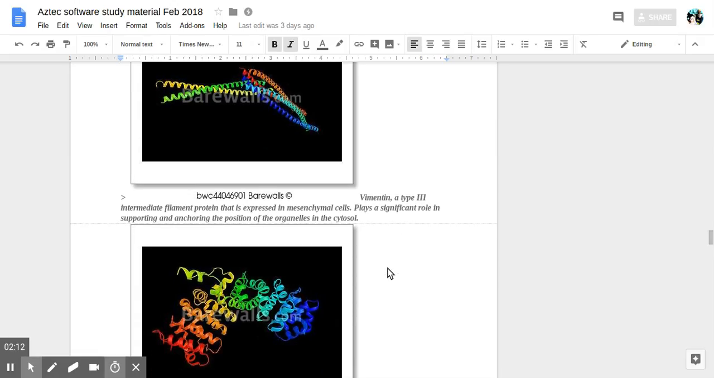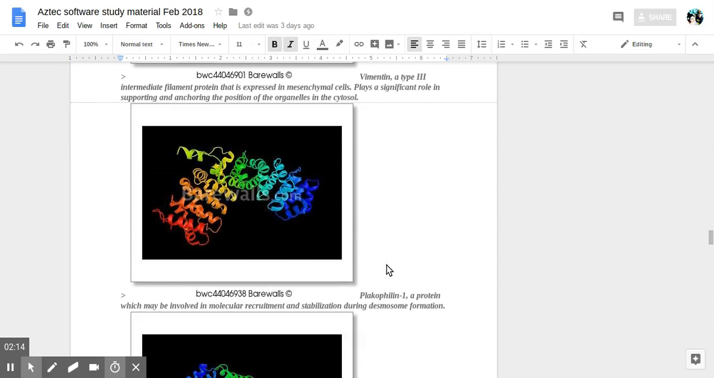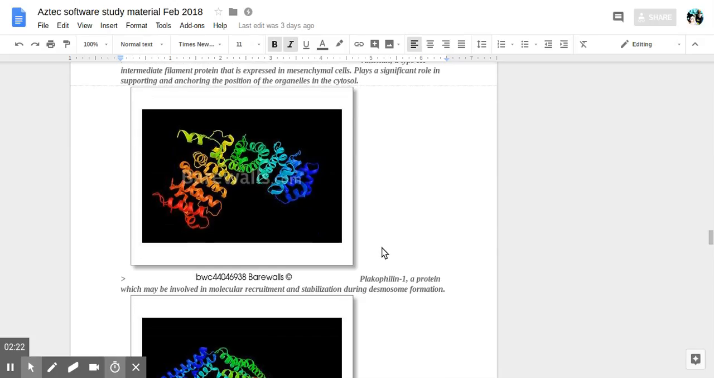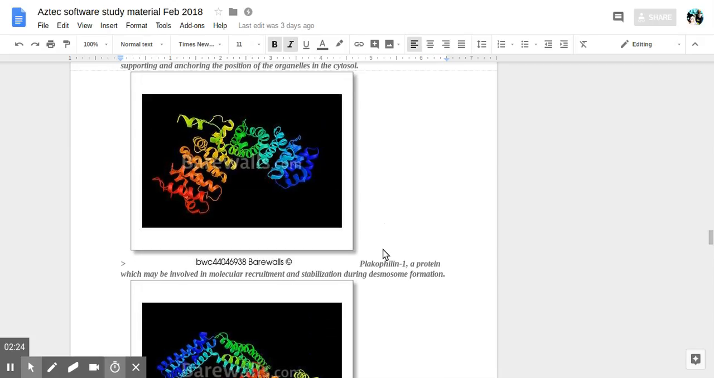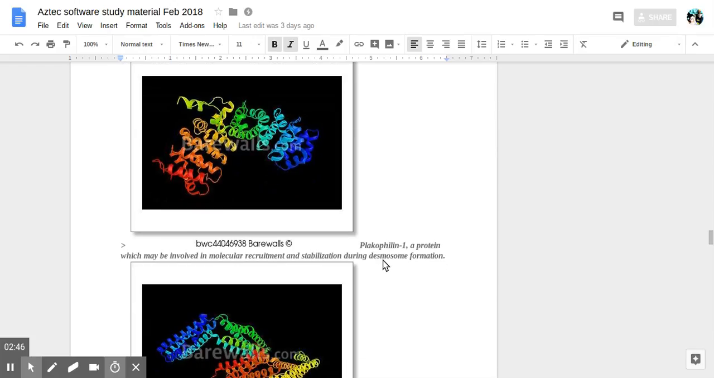That's another protein. This is called plakophilin 1, a protein which is involved in molecular recruitment and stabilization during desmosome formation. And desmosomes are proteins that we learned link two different cells together. They're important in the communication and signaling, as well as connecting of cells within tissues. So desmosome is a kind of protein structure.